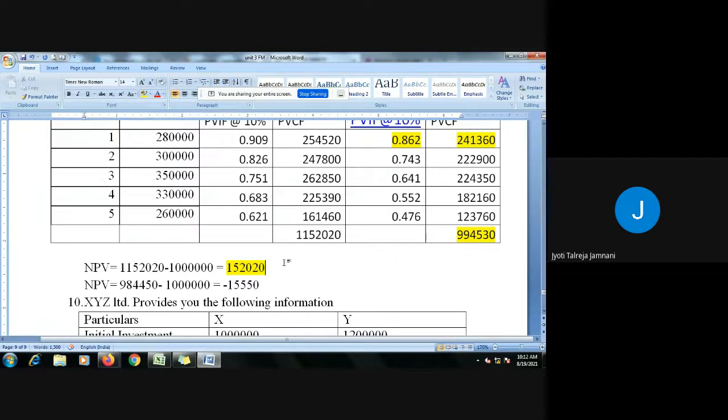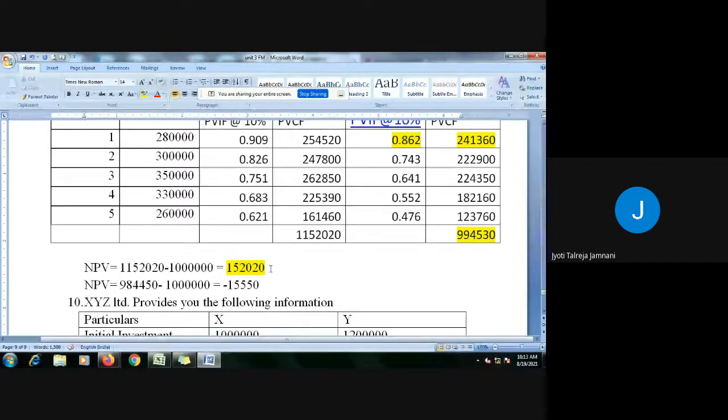Now I had told you, if the NPV is positive, the next rate should be 10 plus something. If the NPV is negative, the next rate should be 10 minus something. In our case, the NPV is positive, 1,52,020, so the next rate should be 10% plus something, that means more than 10%. How much more? That depends on the amount of NPV that is positive. Here it's 1,52,020, so almost 1.5 lakh has to go and we have to reach the negative zone.